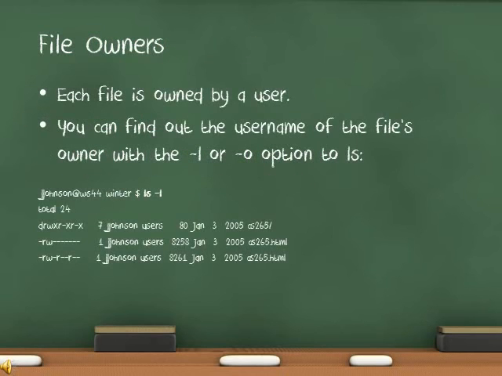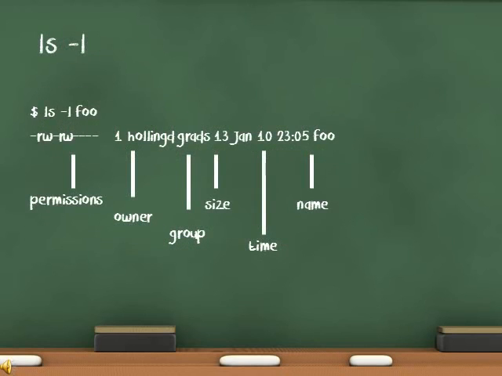File owners. Each file is owned by a user. You can find out the username of the file's owner with the -l or -o option to ls below. This is how ls -l works.